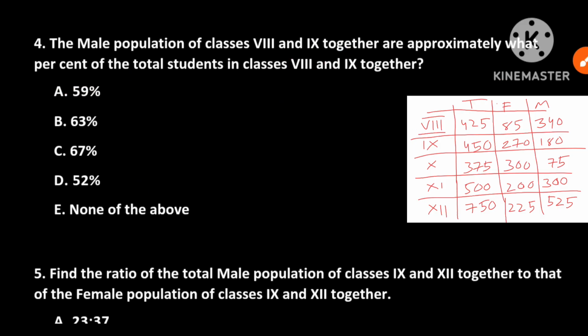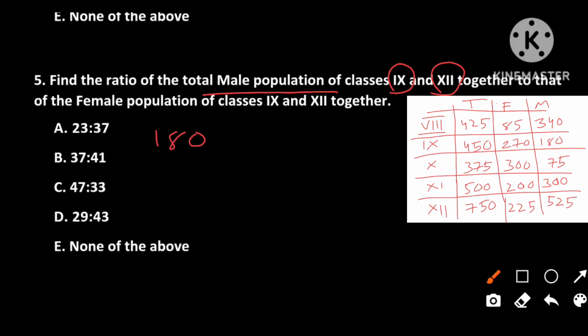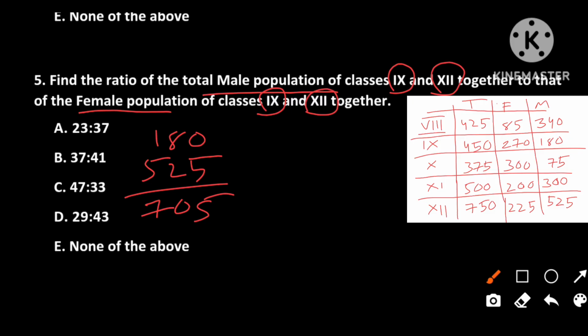Okay. Next question, fifth question. In the final question, find the ratio of the total male population in 9 and 12 together. 9 male is 180 and 12 male is 525. Sum of these two, 705. To the female population in 9 and 12.